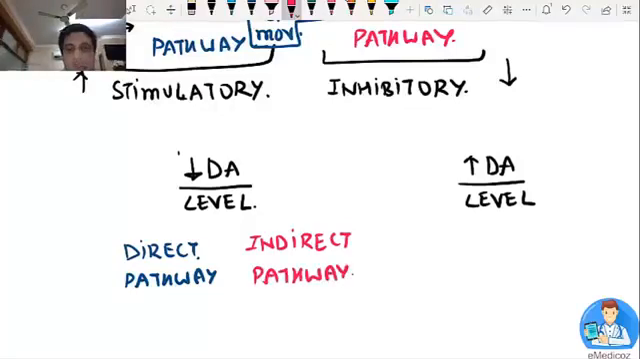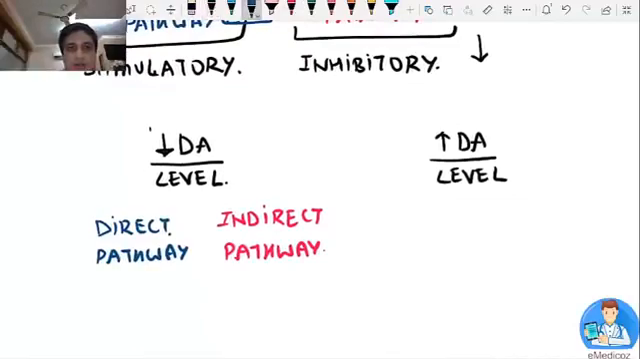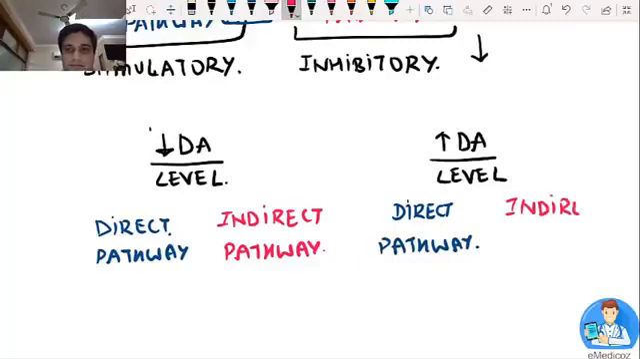So keep on writing this. Direct pathway and the indirect pathway.